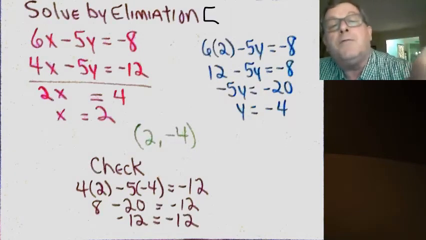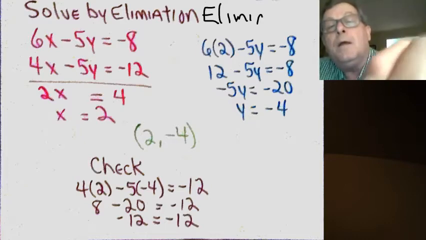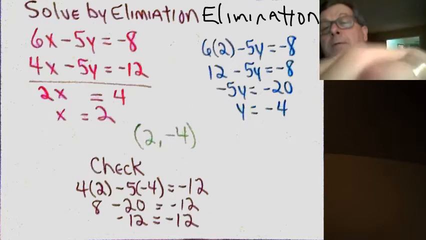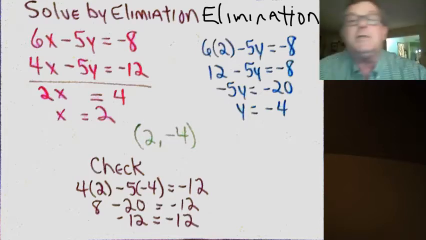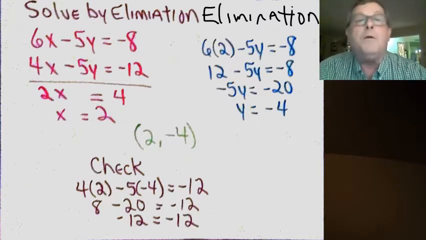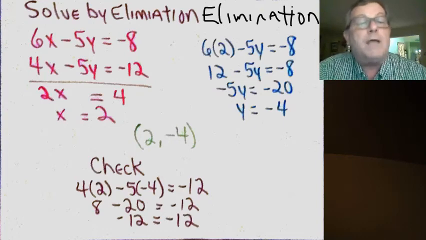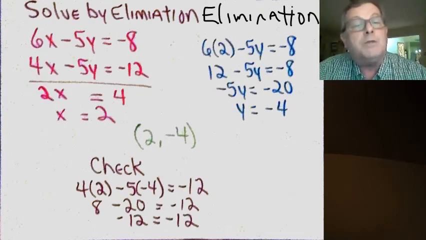Okay, so as we said before, we're going to solve by elimination. And when we solve by elimination, we sometimes are going to add the two equations together. Other times we're going to subtract them. Sometimes we may have to multiply one of the equations so we can add or subtract them. So I've got two linear equations here. I've got 6x minus 5y equals minus 8, and I've got 4x minus 5y equals minus 12.